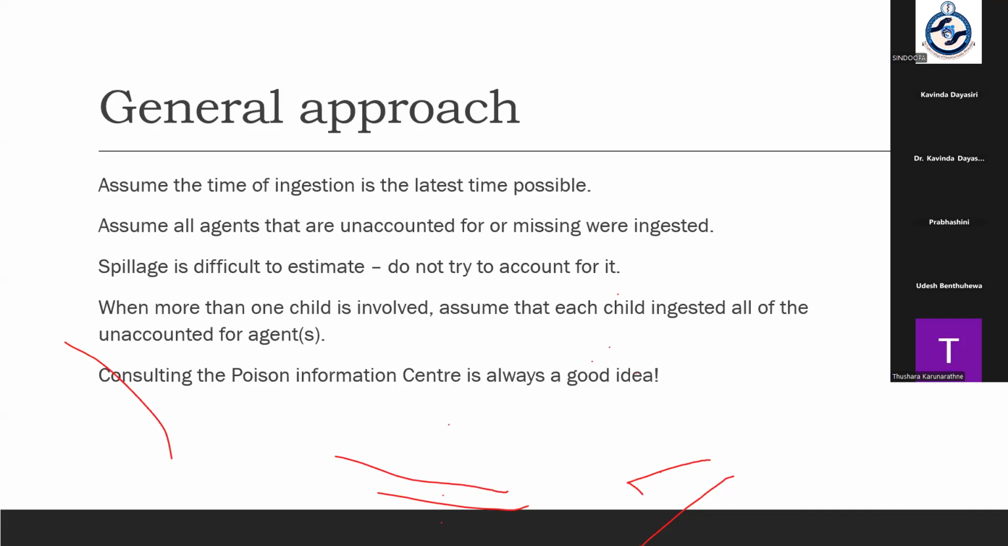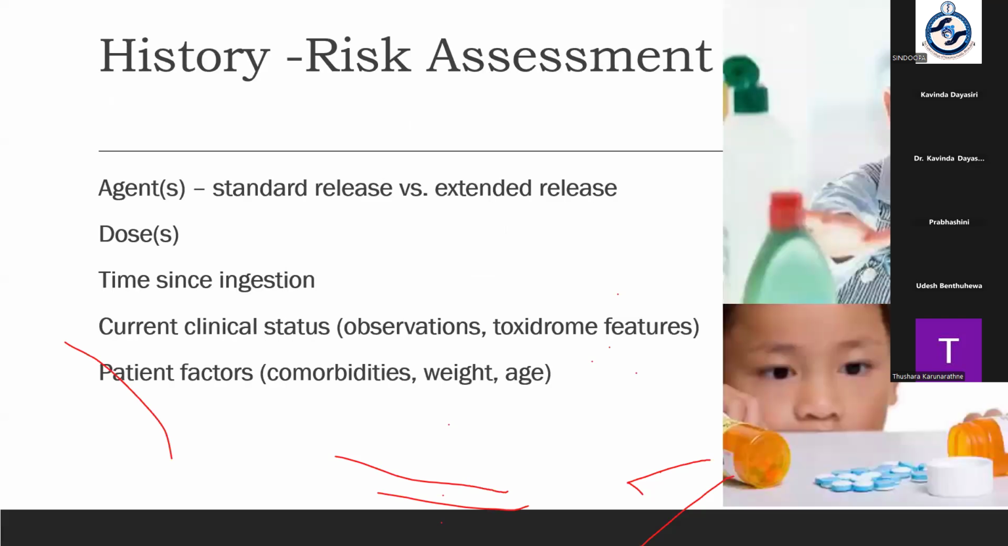And when more than one child has ingested drugs, it's good to assume that each child has ingested all of the medicines that are implicated in the event. And if you are not sure, always think of consulting the Poison Information Center. In our country, I'm sure you all know, we have a Poisons Information Center based at the National Hospital of Sri Lanka. It's good to get advice from the center if you are not sure how best to act in an emergency.